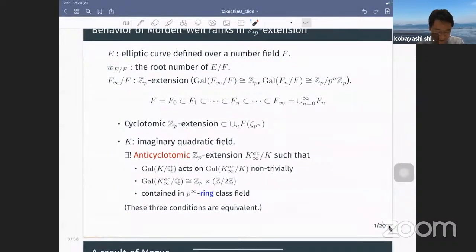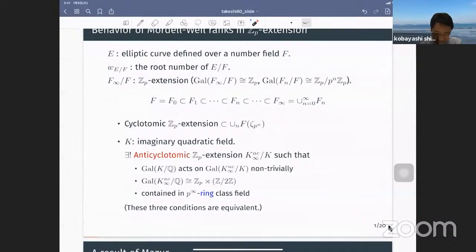I introduce two examples of Z_p-extensions. One is the cyclotomic Z_p-extension, and it lives in the cyclotomic field. And the other example is the anticyclotomic Z_p-extension of an imaginary quadratic field K. I fix notation: K is always an imaginary quadratic field in my talk.